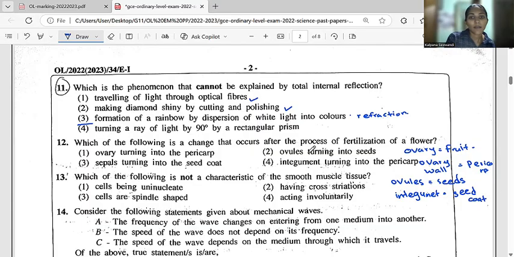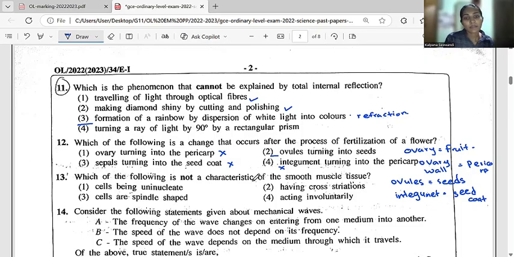So let's find the correct answer. Ovary turning into pericarp, incorrect. Ovules turning into seeds, that's the correct answer. Sepals turning into seed coat, it's incorrect. And in some fruits like tomato and guava, sepals remain after the fertilization. Integument turning into pericarp, no, we know the integument turns into seed coat.